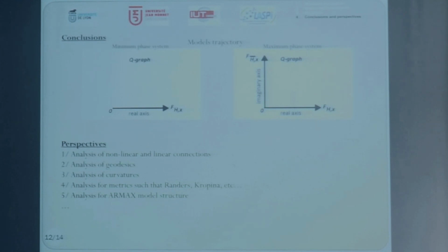Okay, in conclusions. In fact, a short conclusion. In my work, we can distinguish 2 systems, a minimum phase system and a maximum phase system. And for the minimum phase system, we can represent each model in the Q graph as a model trajectory. For the minimum phase system, the trajectory is only on a real axis. And where some zeros are outside the unit disk, an imaginary axis appears.